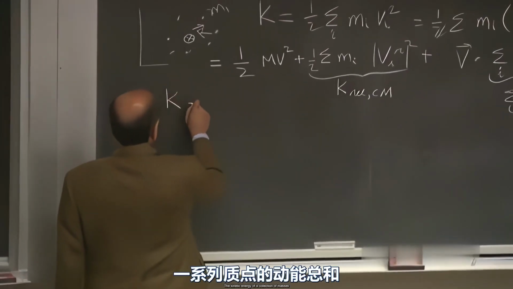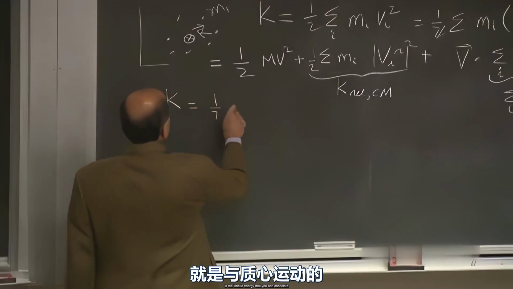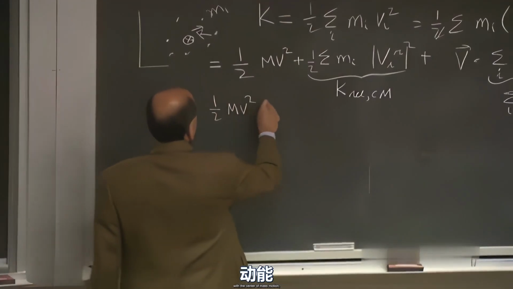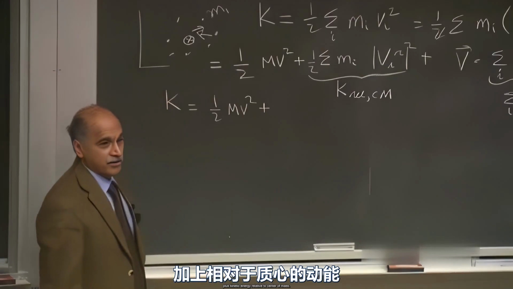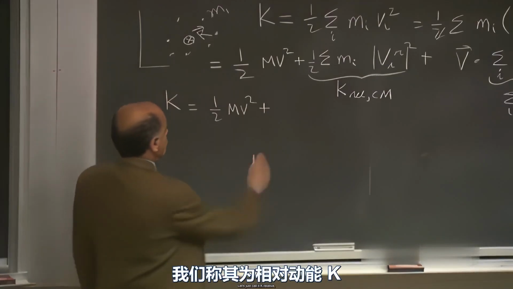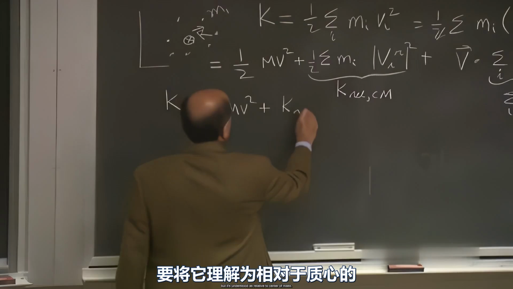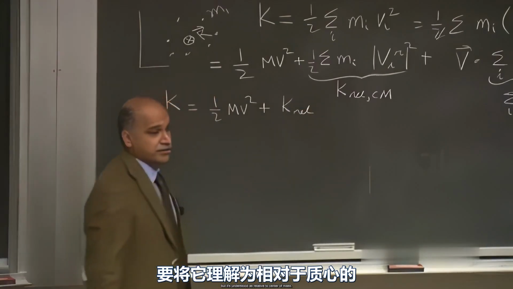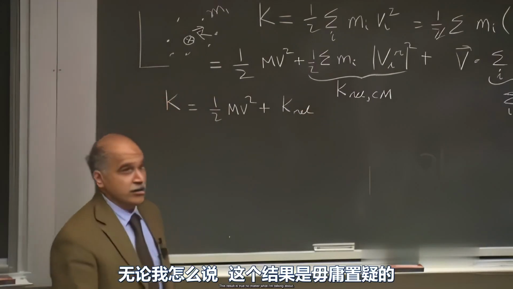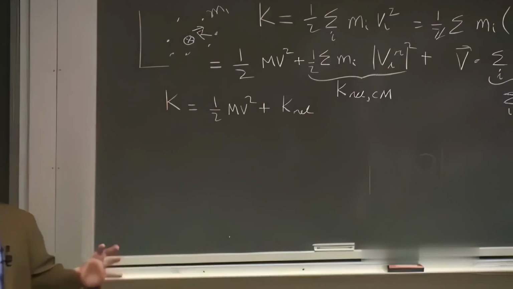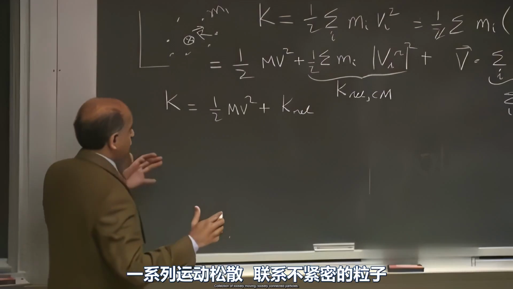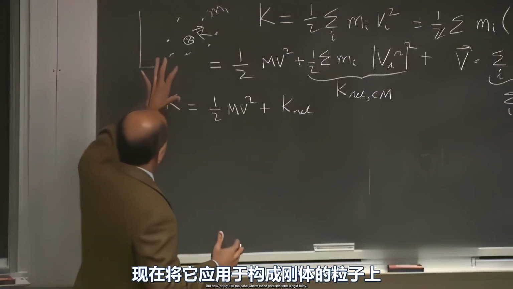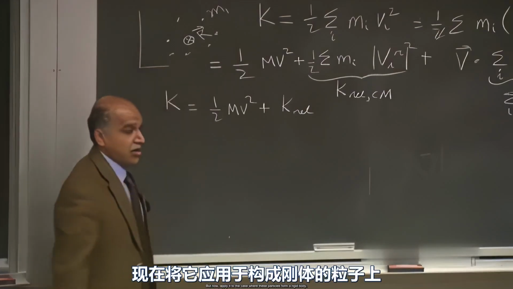Therefore, here is the result. The kinetic energy of a collection of masses is the kinetic energy that you can associate with the center of mass motion plus kinetic energy relative to center of mass. Let's just call it K relative, where it's understood it is relative to the center of mass. This result is true no matter what I'm talking about, a collection of loosely moving, loosely connected particles. But now apply it to the case where these particles form a rigid body.